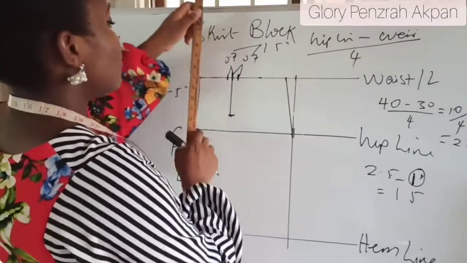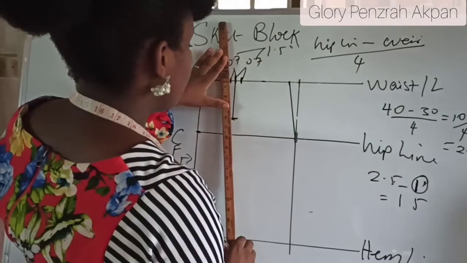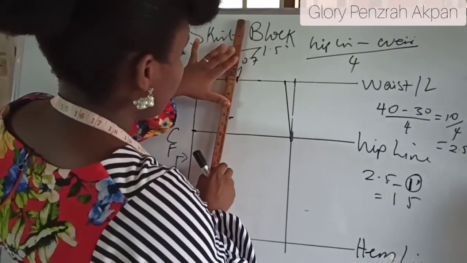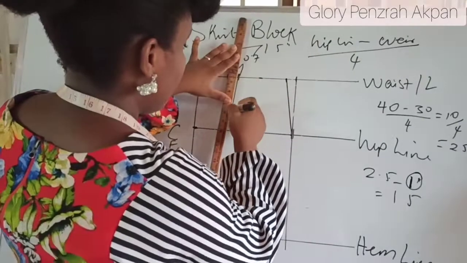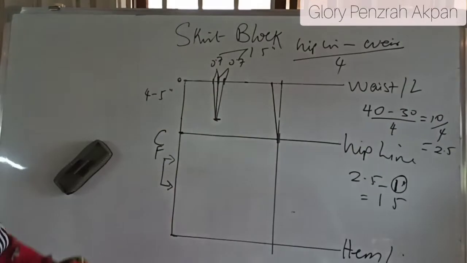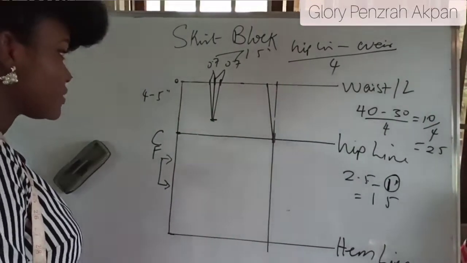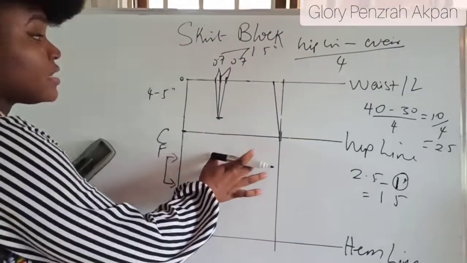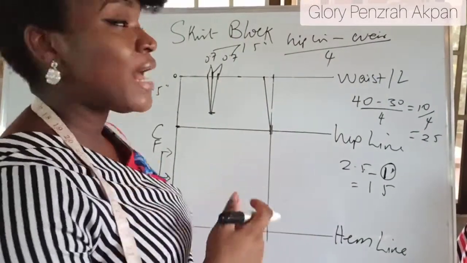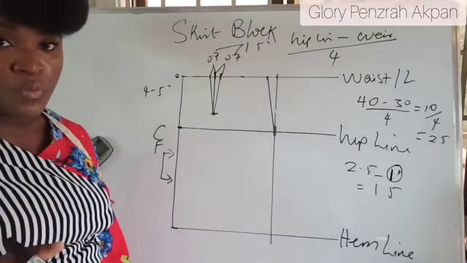So after that, connect the 2 dart legs to that point, and there you have it. You have your waist dart on your skirt. Now, as this is on the board, it can be worn. It can be cut as a pattern and worn.